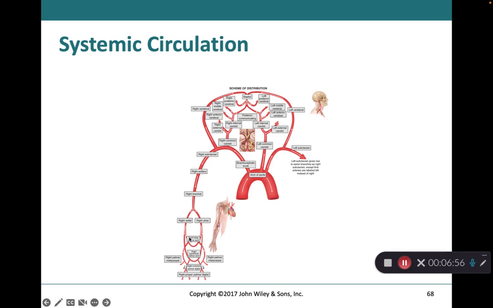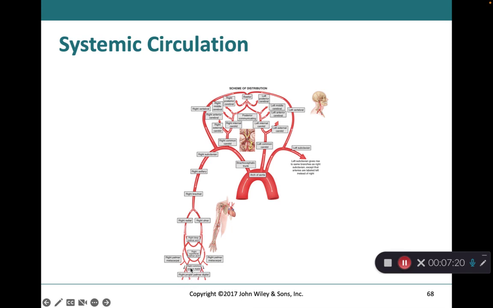Then that goes down into the right deep palmar arch. There's also a superficial palmar arch. Okay, so this is more superficial on the palm, and this one's like underneath it, right? It's deeper in the palm area. Okay, there's another branch here, the right common palmar digital. Okay, so these go to the fingers, right?